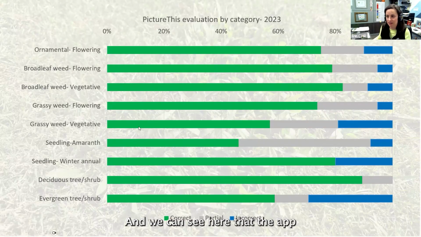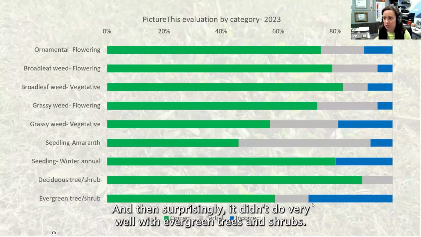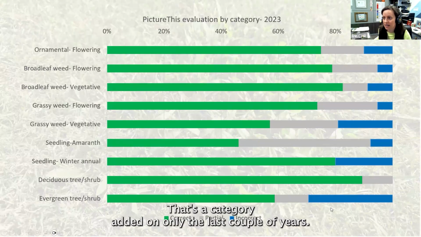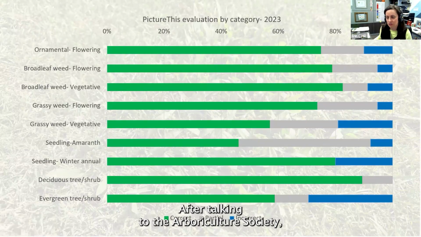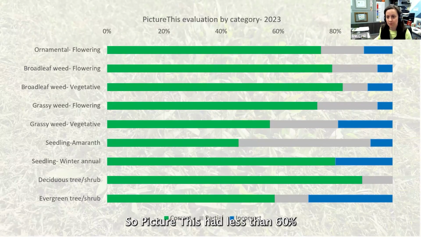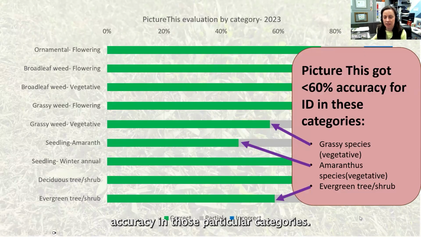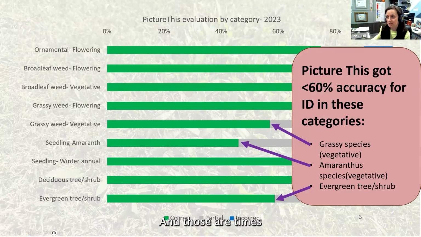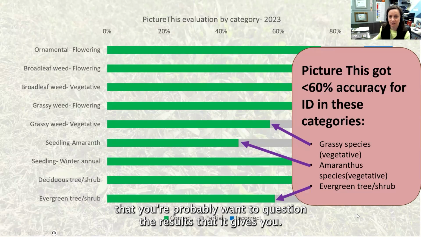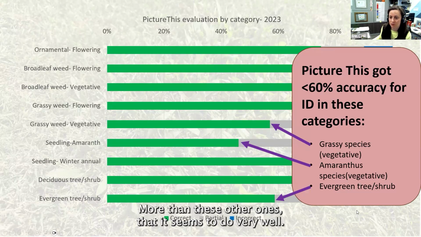And we can see here that Picture This also had a challenge with those seedling amaranth species. And then surprisingly, it didn't do very well with evergreen trees and shrubs. That's a category I added only in the last couple of years after talking to the Arboriculture Society. They were curious about how the apps worked with trees and shrubs. So Picture This had less than 60% accuracy in those particular categories. And those are times that you probably want to question the results it gives you more than these other ones that it seems to do very well.